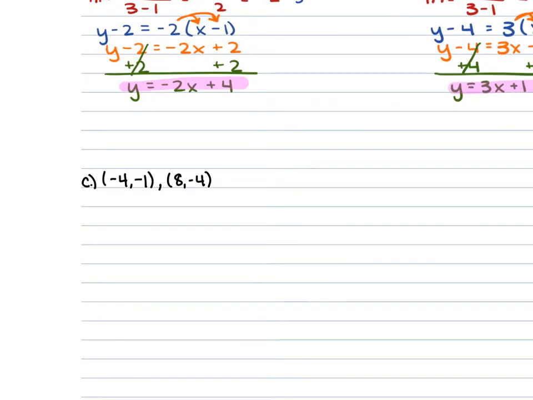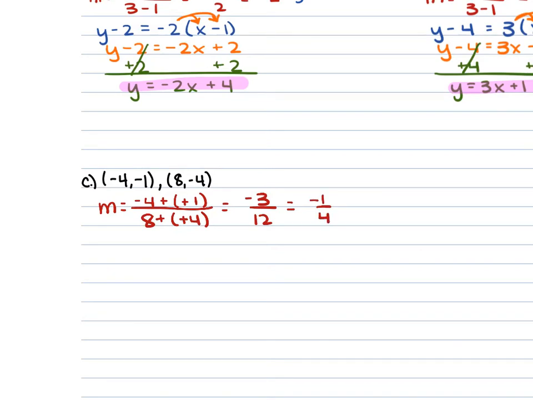For example C, we're given the ordered pairs (-4, -1) and (8, -4). So again, I'm going to find my slope first. So I'm going to do -4 minus -1 over 8 minus -4. The two negatives next to each other turn into positives. So we have -3 over 12. -3 over 12 simplifies to be -1/4.